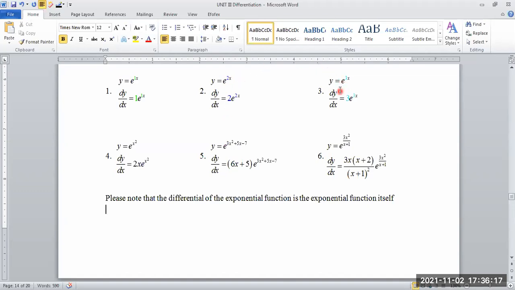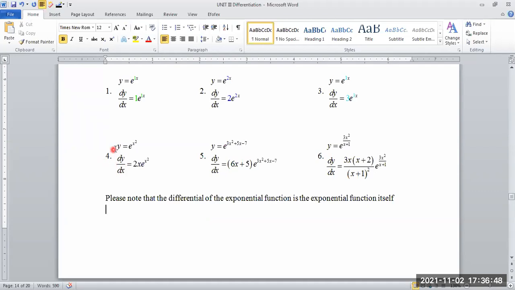Let us try this one. The differential of the exponential function is the exponential function itself. E to the 3x, watch me. But I'm differentiating the function 3x, so I'm going to get 3. So that function now becomes 3e to the 3x. So this is why I'm saying to you, the differential of the exponential function is indeed the exponential function itself. It will never change. Watch me here. Let us look at 4. And I'm going to give you a chance to look at this for yourself.